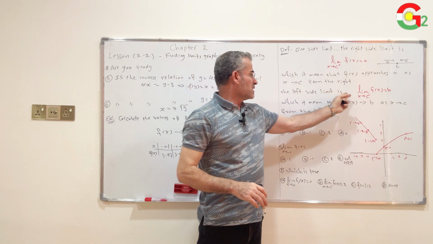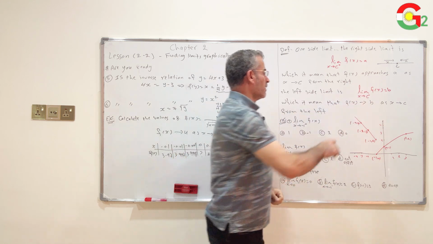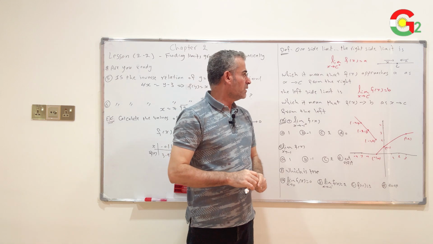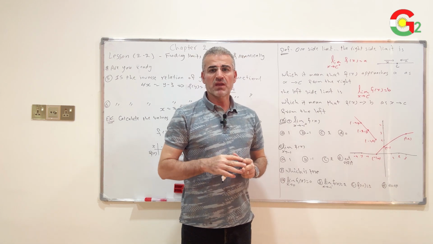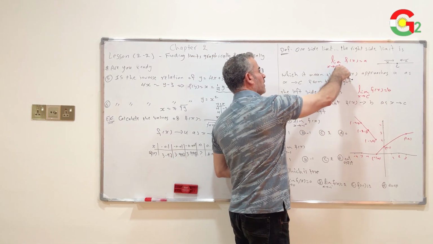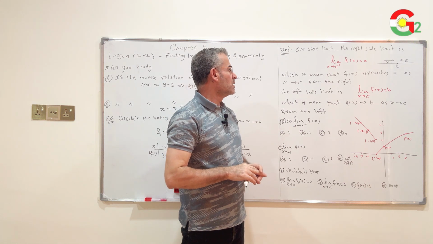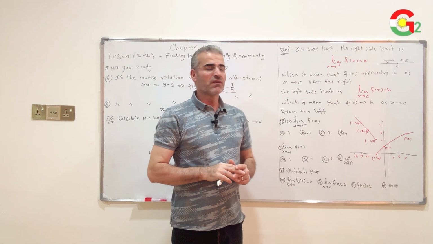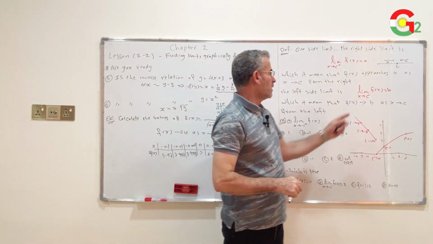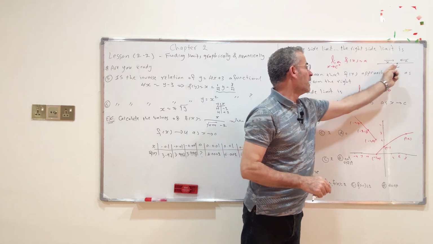The left side limit, we write it as limit as x approaches c from the left. This negative on the top of c means that x approaches c from the left, and this positive on the top of c means that x approaches c from the right. This equation means that f of x approaches b as x approaches c from the left.